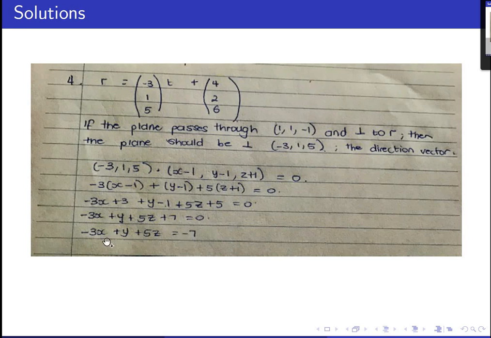We simplify further, and we get that the equation of the plane is -3x plus y plus 5z equals -7.